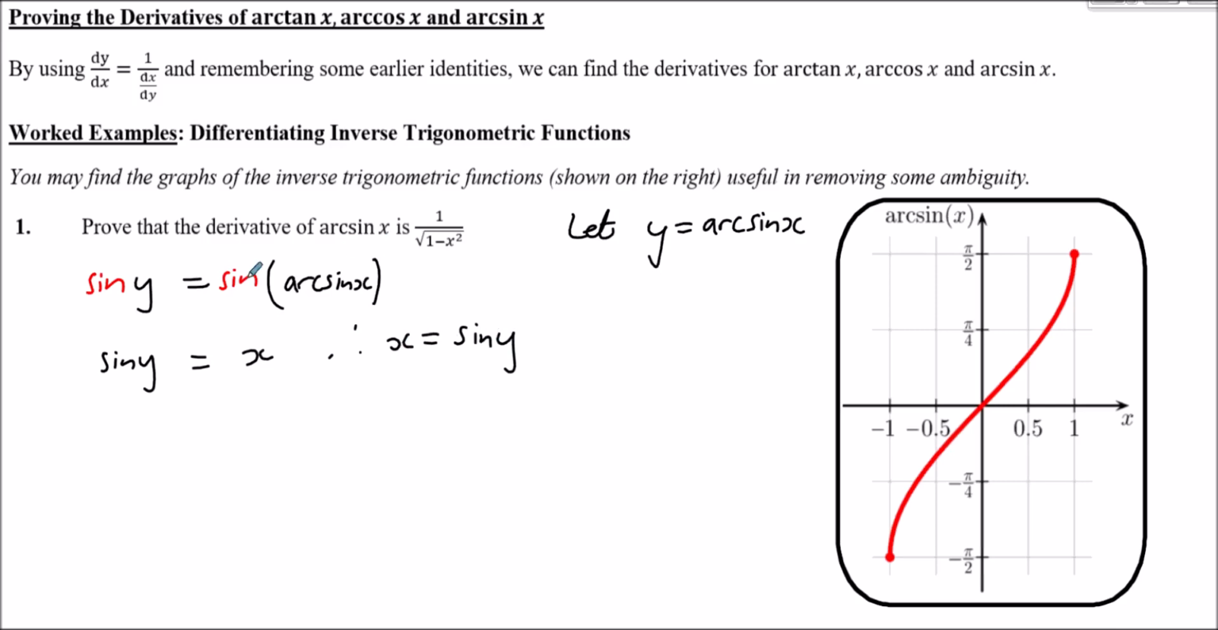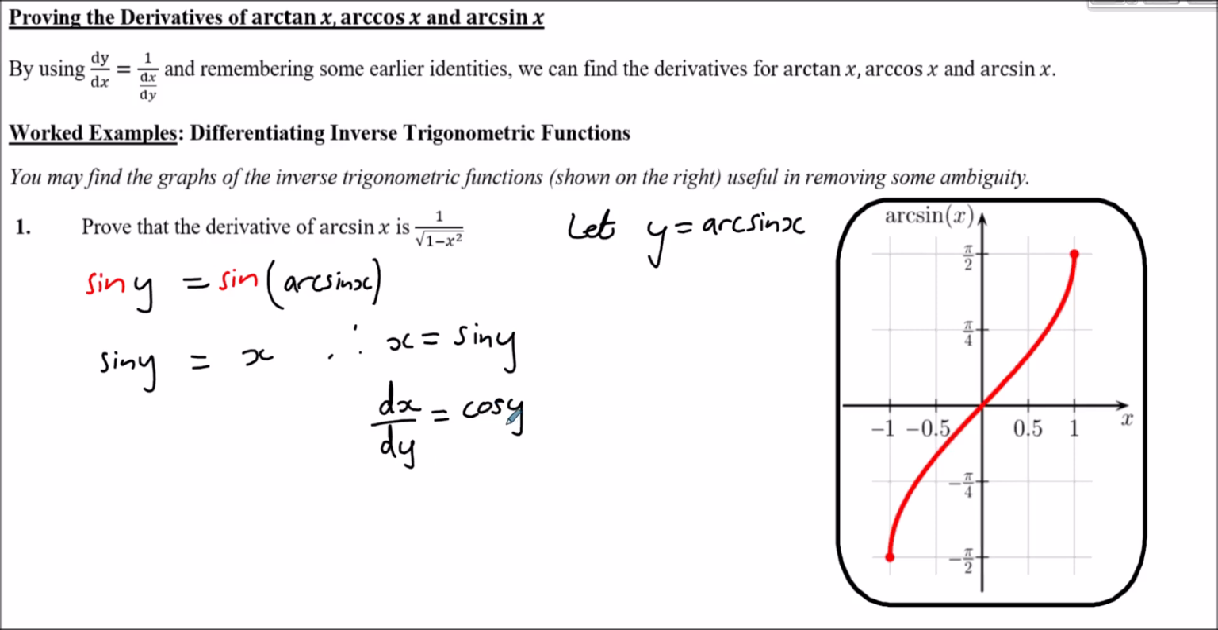We're just taking sine of both sides to find this out. So we're now going to differentiate sine y with respect to y. So rather than doing dy by dx, let's differentiate sine y with respect to y. So sine of x would go to cos x if we differentiate with respect to x. If we differentiate sine y with respect to y, in the same way, we get cos y.